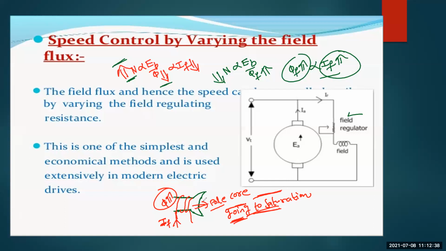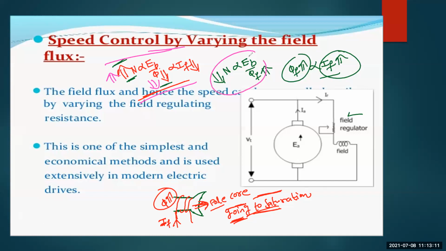Because of this, a huge magnetizing current is required, so heat is increasing and loss also takes place. That's why this method is suitable for above base speed. Understood? In this method the flux is decreasing and the speed is increasing. That means it is for above base speed applications, not for below base speed.